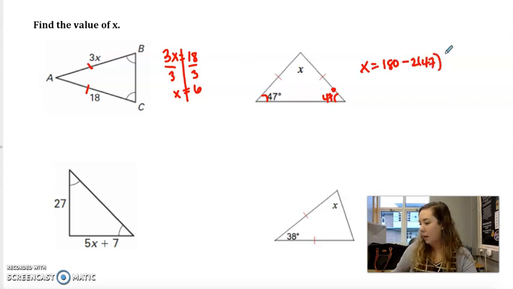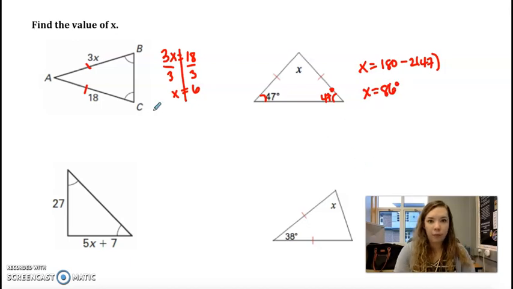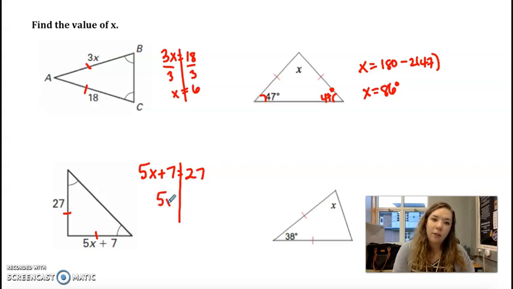Or however you want to think about that. So 47 times 2 should be 94. 180 minus 94 is 86. All right, moving on. So here they're saying that these two base angles are congruent, which makes these two sides congruent. So then we have 5x plus 7 equals 27. And then that would make 5x 20 and x 4. And we can stop because all they wanted us to find was the value of x.